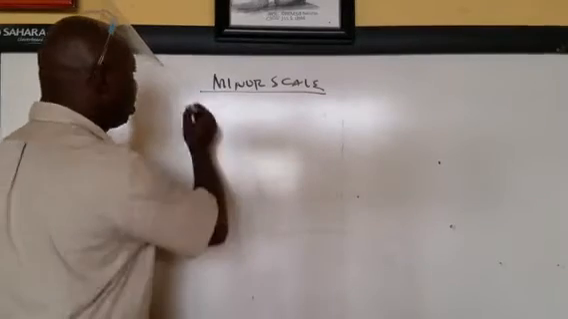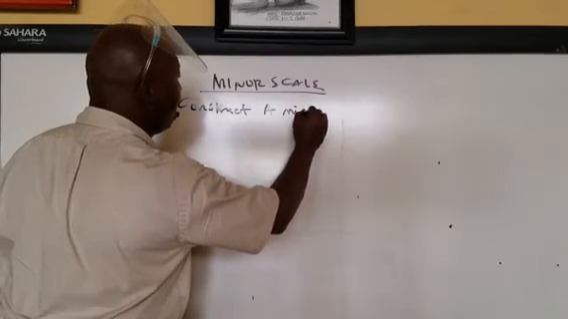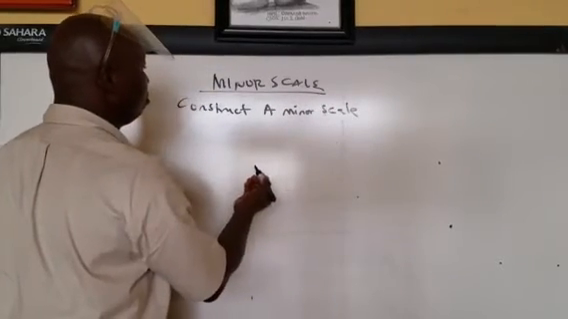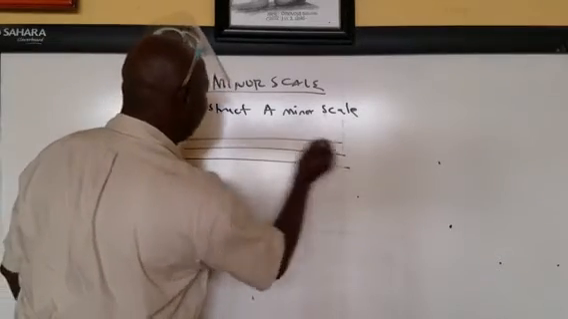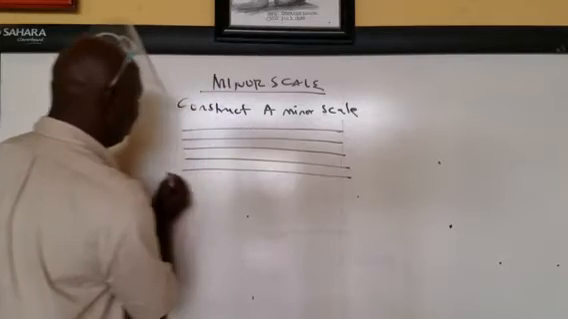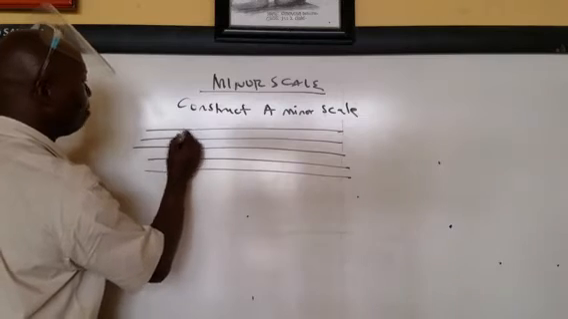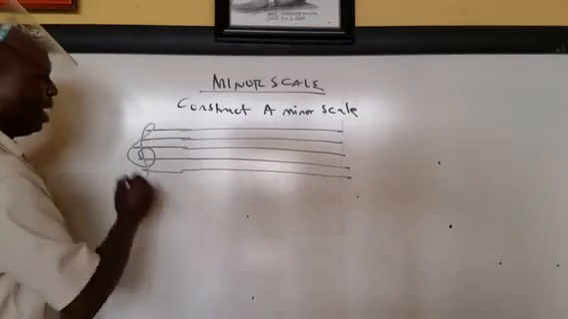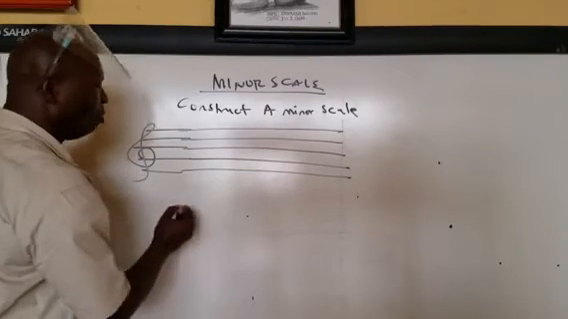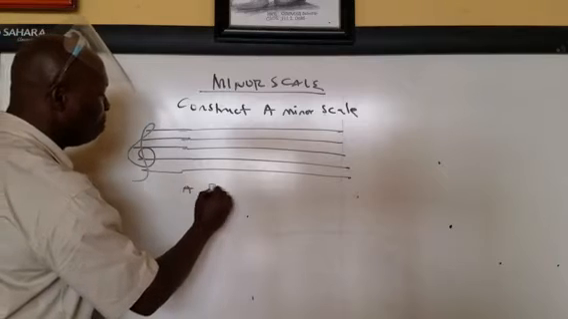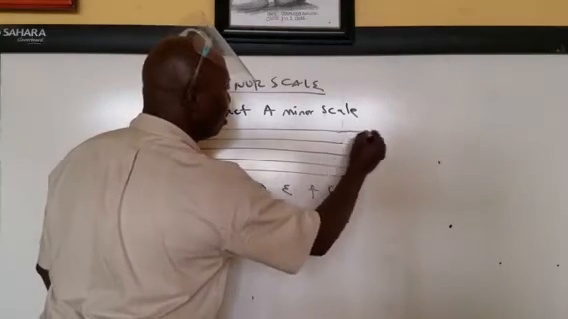You see a question like this: construct a minor scale. This is your stave. Make sure you draw a very good stave. Your clef must be there. And what I encourage people to do is to write the alphabet of the scale they are constructing: A, B, C, D, E, F, G, and A.